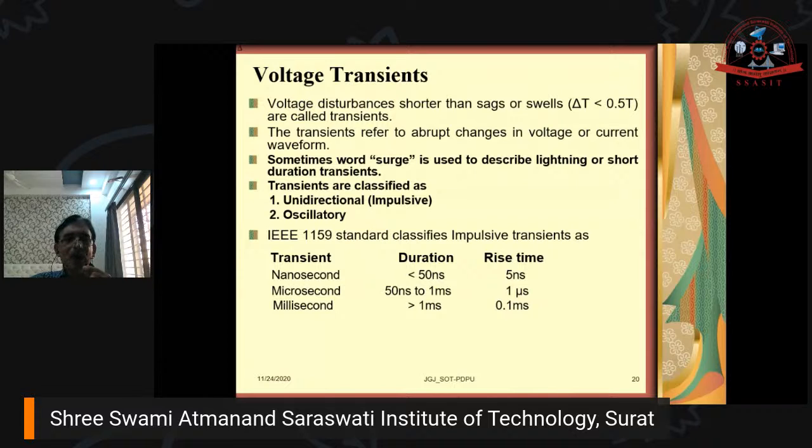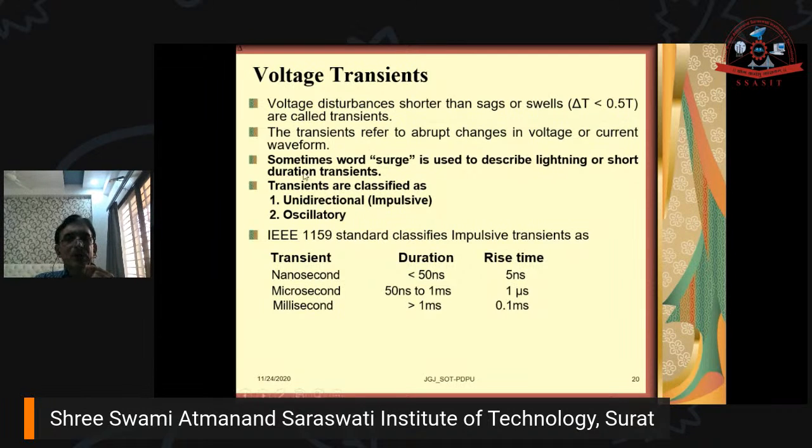And switching surges are comparatively longer duration transients. As per the Indian standard, which you might have studied in high voltage engineering, we can define the waveform for the switching wave or switching surge as 250 microsecond by 2500 microsecond. And the lightning wave can be defined by 1.2 by 50 microsecond. So lightning surge is a comparatively short duration transient, and switching surge is a comparatively longer duration transient.